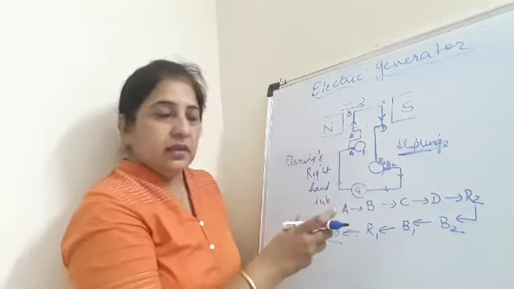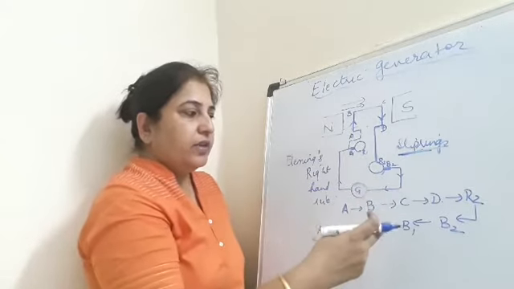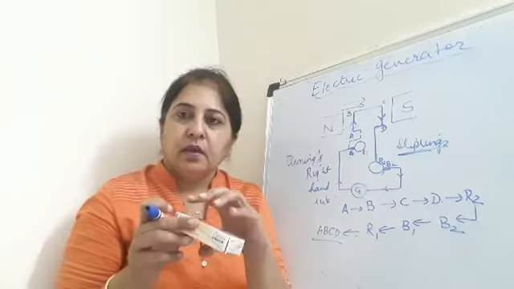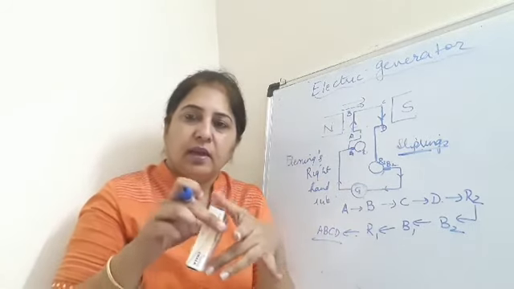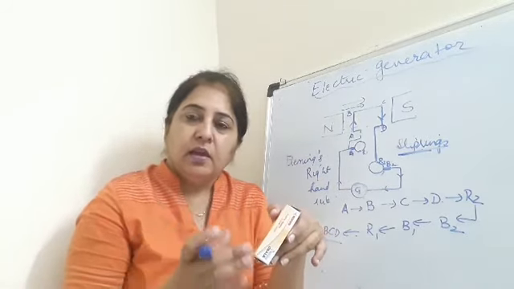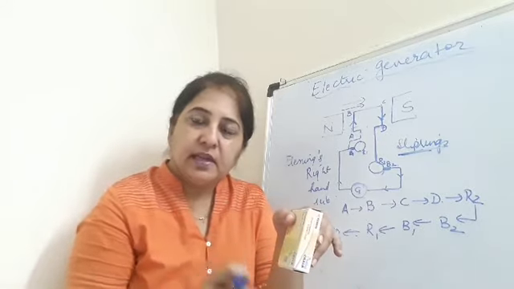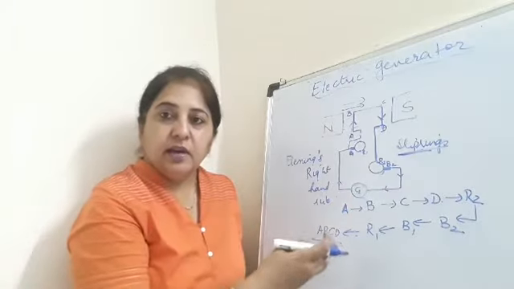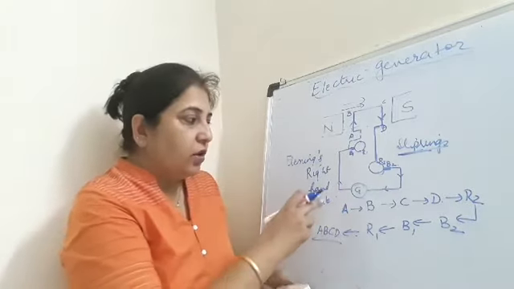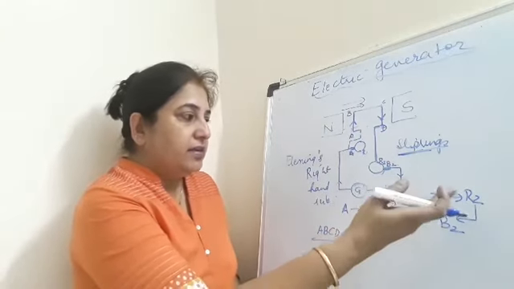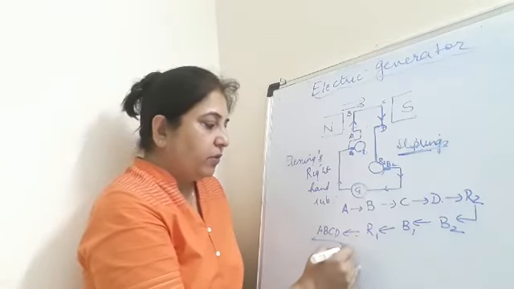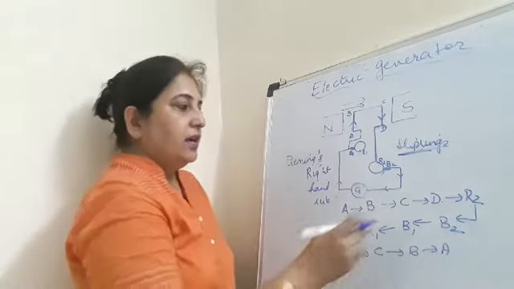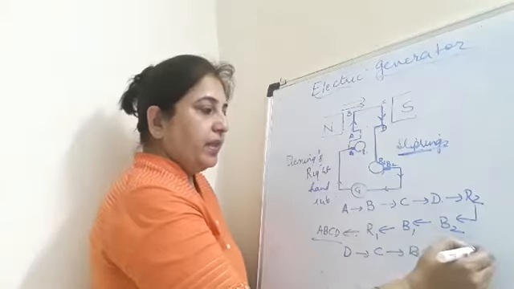So this is the direction of the current in the first half of the rotation, when the AB goes up, CD goes down, and the rotation continues. But what happens in the second half of the rotation? The direction of the induced current changes. It is not A, B, C, D, but it is the reverse of it, and that will be from D to C to B to A, right? D to C to B to A.